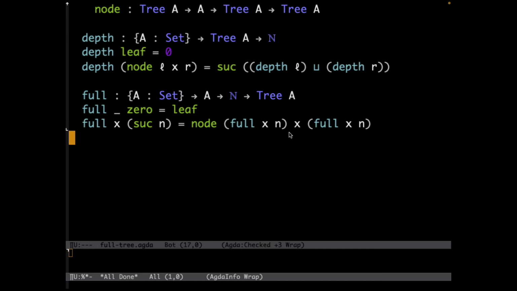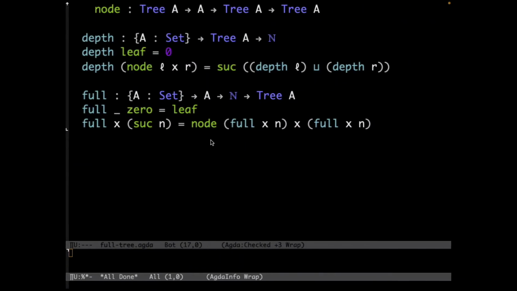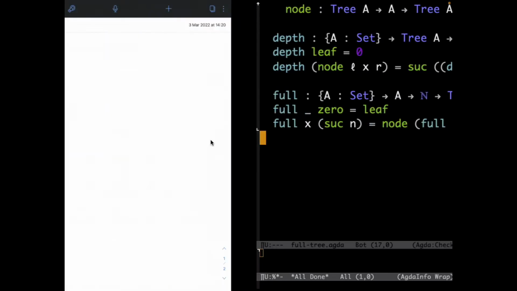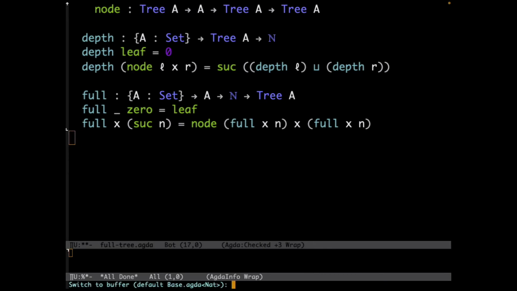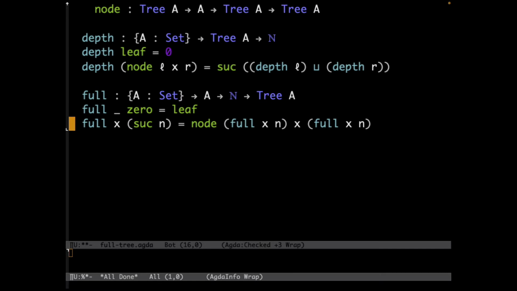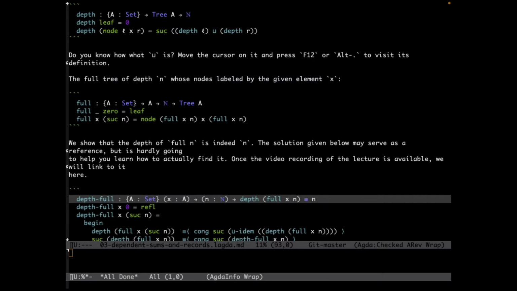Okay. Well, they're not going to learn any Agda today. Okay. So that's a full tree. Now, let's try to prove something that we believe in. So where is it? The other buffer. Here. Let's prove that the depth of the full tree is actually what we think it is.